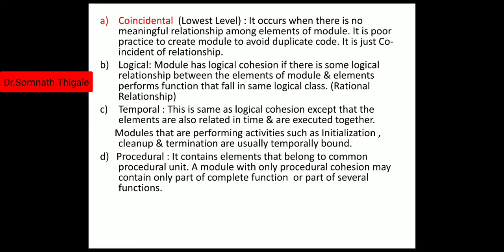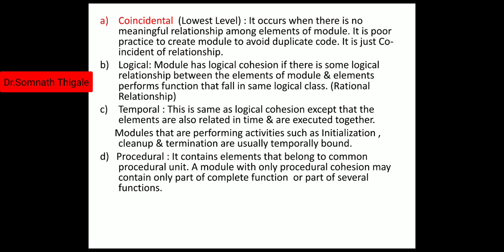Cohesion is the strongest relationship. Starting with the lowest level of cohesion, it's coincidental, as the name suggests. Coincidental means it occurs when there is no meaningful relation among the elements of a module. It is poor practice to create a module just to avoid duplicate code. It is just a coincidence of relationship, nothing else.